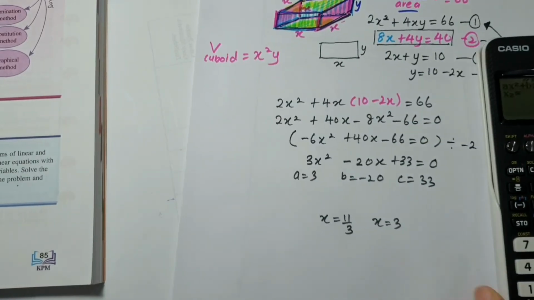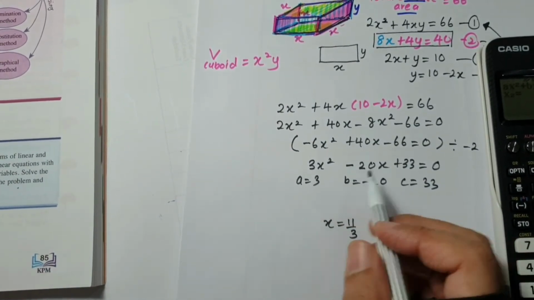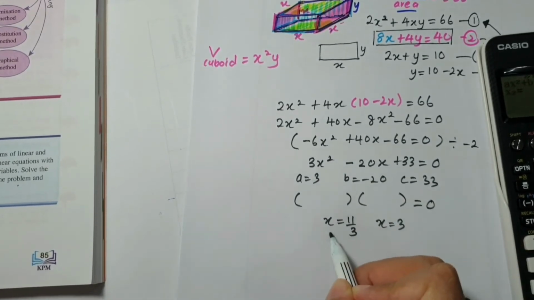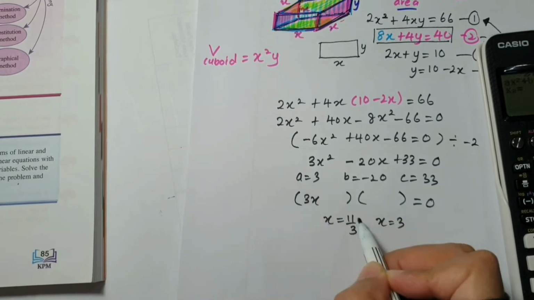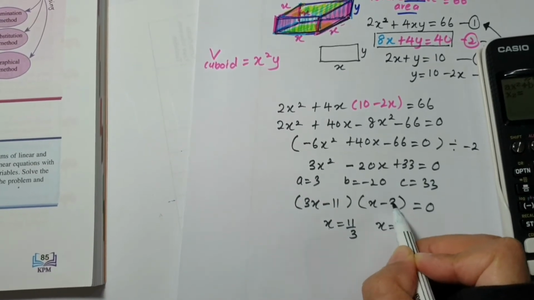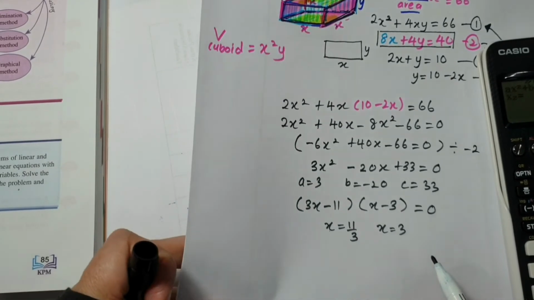So this means this quadratic equation can be factorized. If it can be factorized, just write the brackets equals 0. So 3 times x is 3x. Positive becomes negative. This one is x minus 3. So now you have two possible values of x.